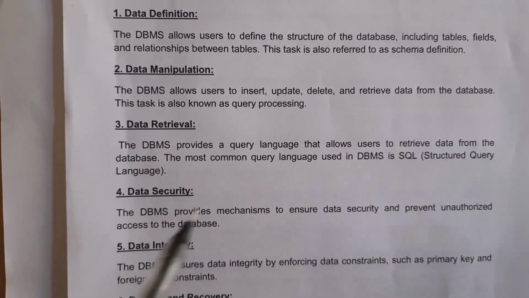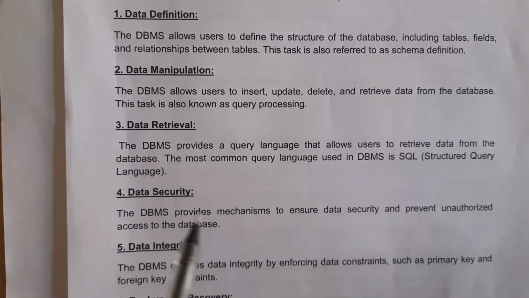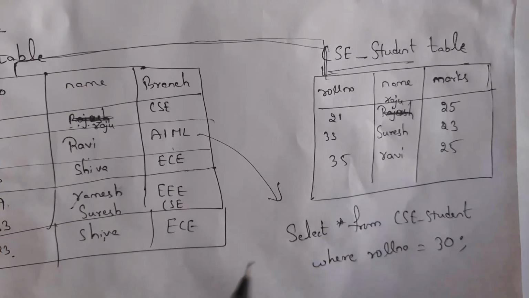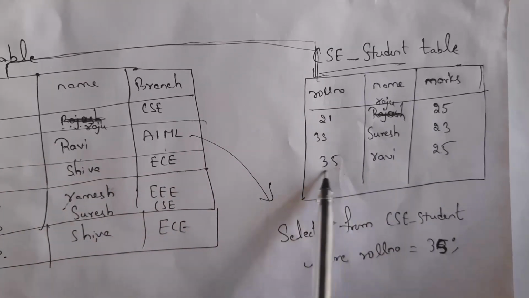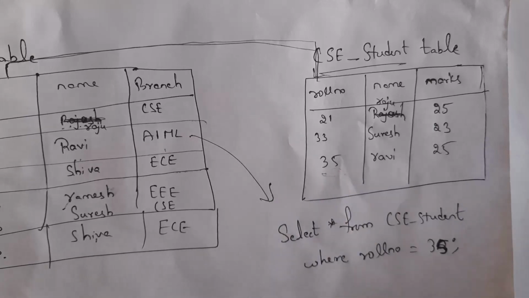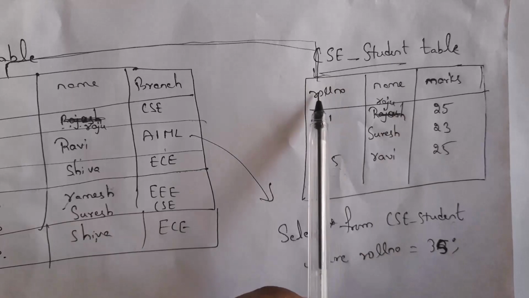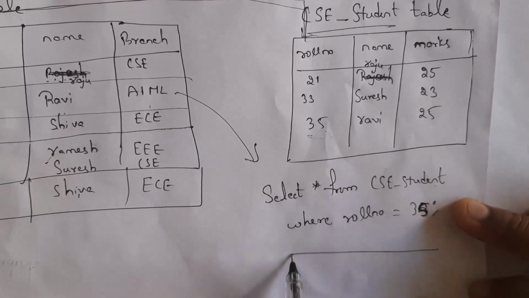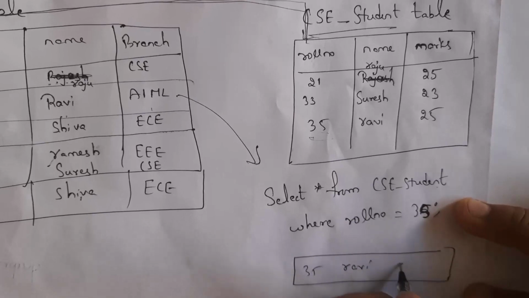Third task is data retrieval. The DBMS provides a query language that allows users to retrieve data from the database. The most common query language used in DBMS is SQL, that is Structured Query Language. For example, let us consider this is the CSE student table. Now I want to identify the marks of the student whose roll number is 35. For that purpose, I need to write a query using Structured Query Language. So I am writing the command here: SELECT * FROM CSE_student WHERE roll_number = 35. Whenever I run this code, it will display the data of the student whose roll number is 35. So I'll get the output: 35, Ravi, and marks 25.